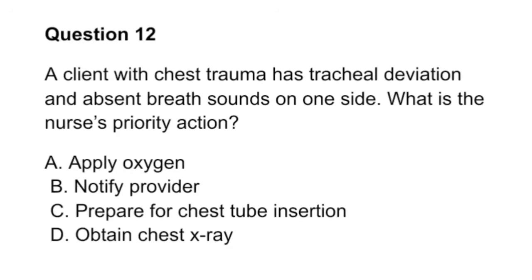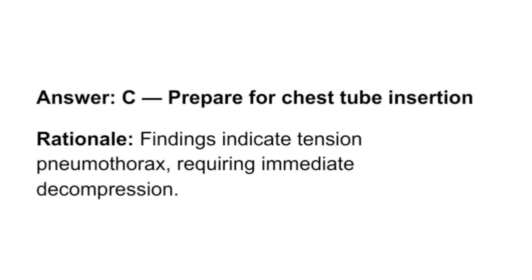Question 12. A client with chest trauma has tracheal deviation and absent breath sounds on one side. What is the nurse's priority action? A. Apply oxygen. B. Notify provider. C. Prepare for chest tube insertion. D. Obtain chest X-ray. Answer: C. Prepare for chest tube insertion. Rationale: findings indicate tension pneumothorax requiring immediate decompression.